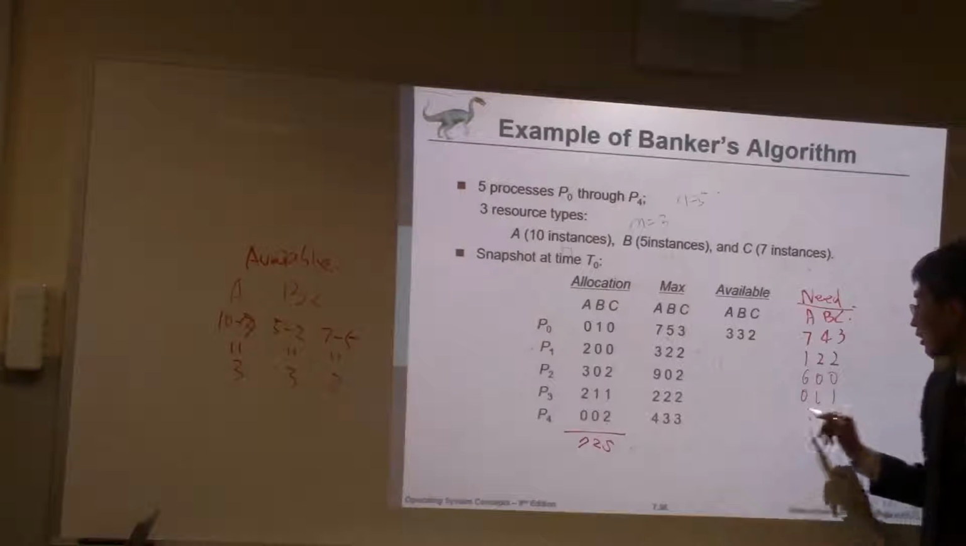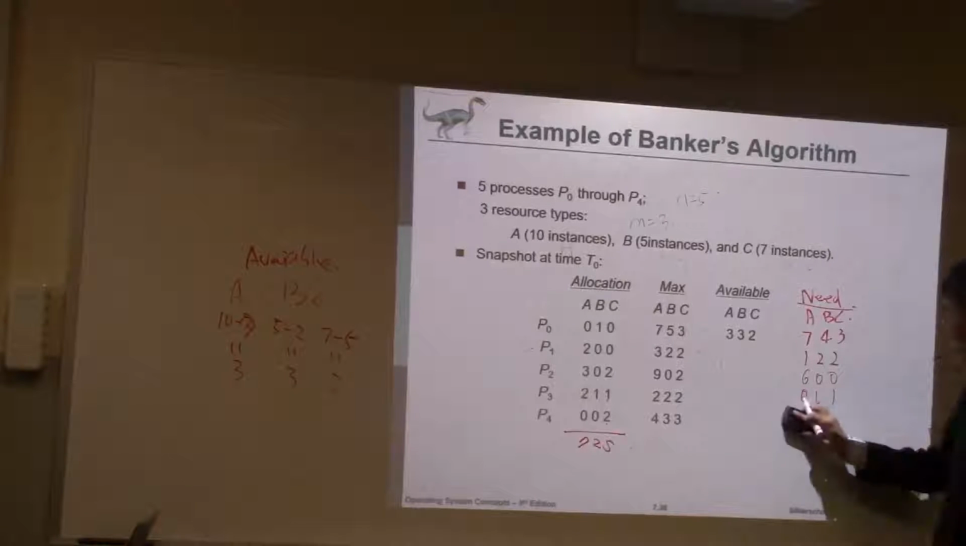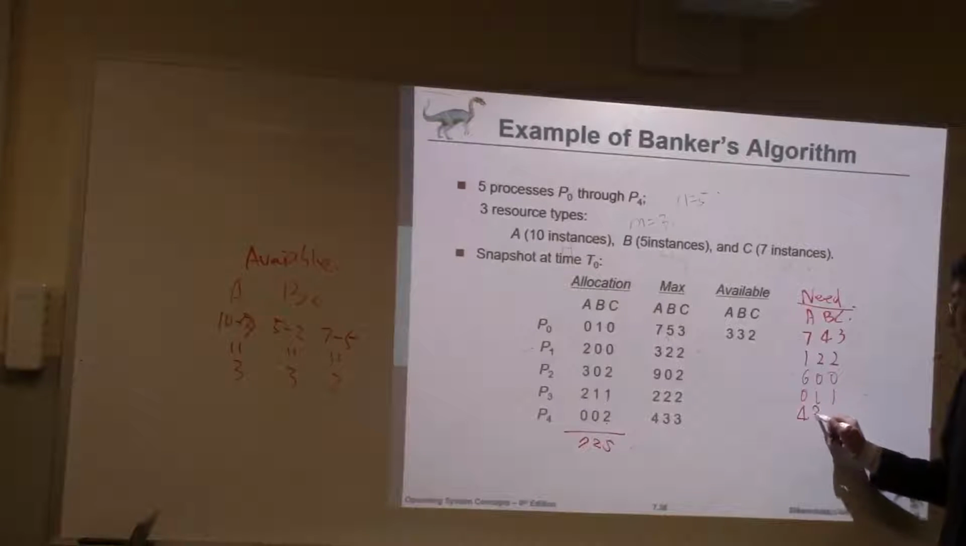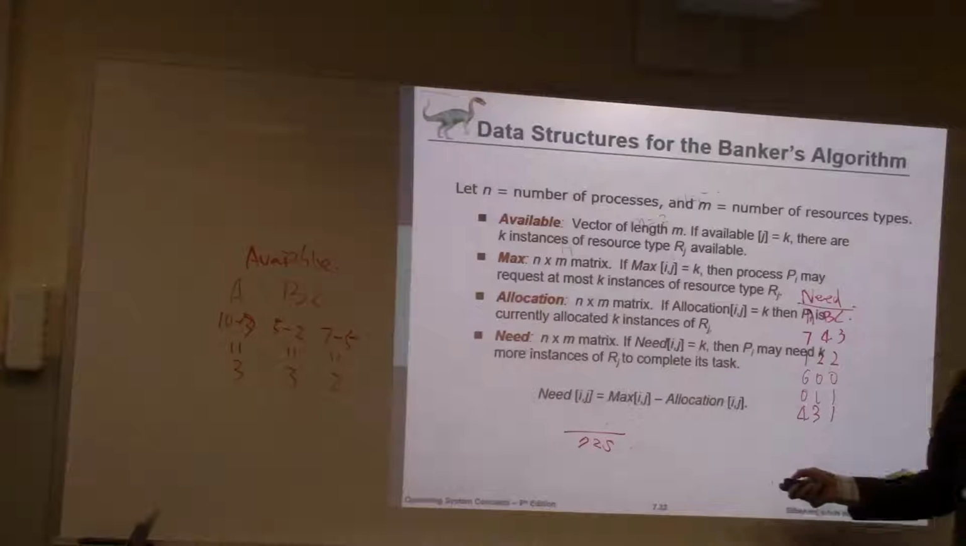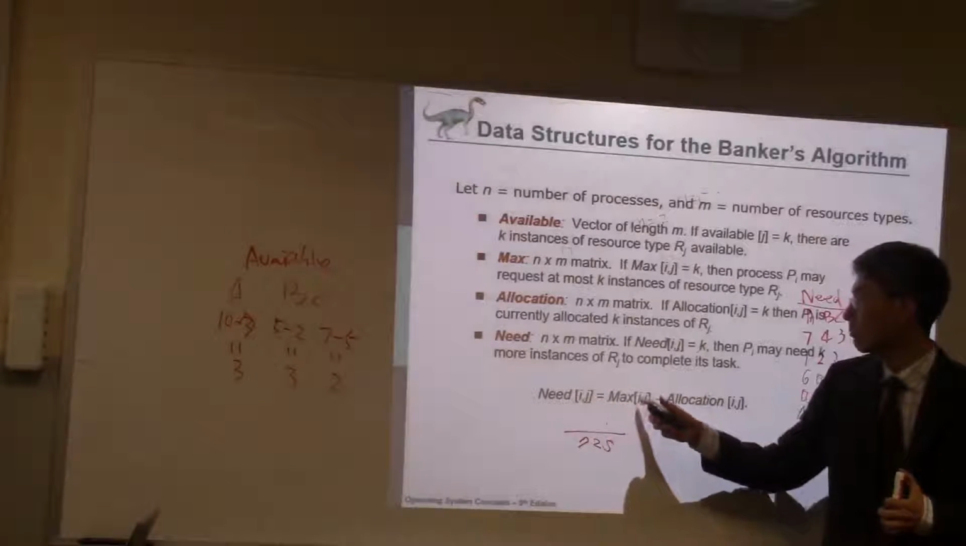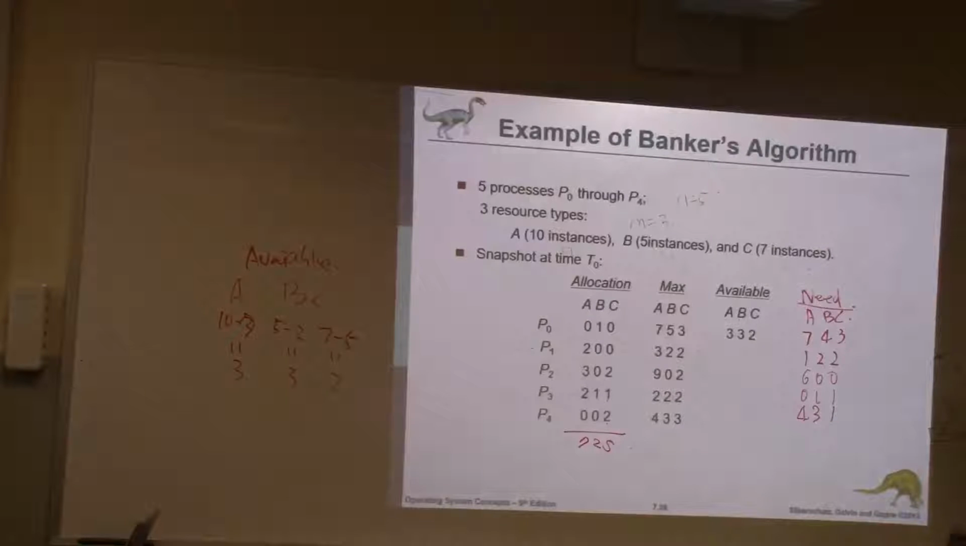This one, 4, 3, 1. These are the need. That is the same thing as saying the need is the max minus allocation. Okay? Then what is our goal? We'd like to find a sequence of processes that can be successfully terminated. How can we find that process list?